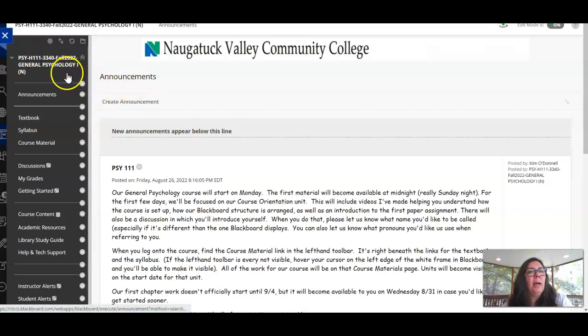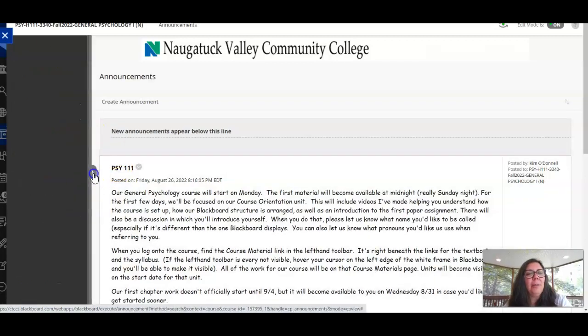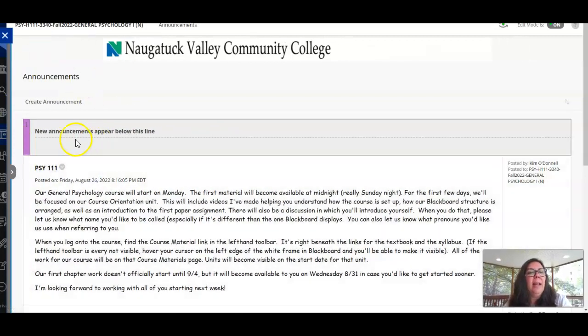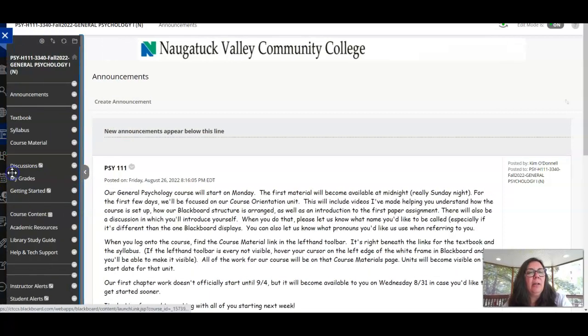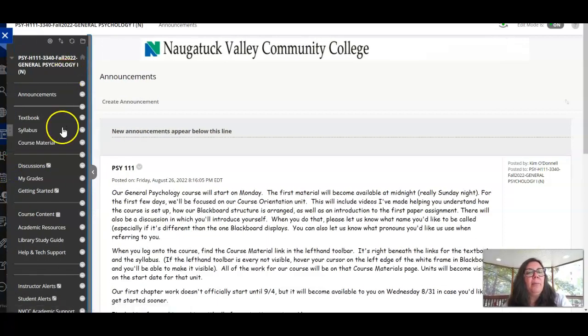Your syllabus you can find on the left-hand toolbar here. If you ever can't see the toolbar, just bring your cursor over. Sometimes it'll collapse like that. But if you bring your cursor over to here and click that arrow, it'll come back. So click on the syllabus.